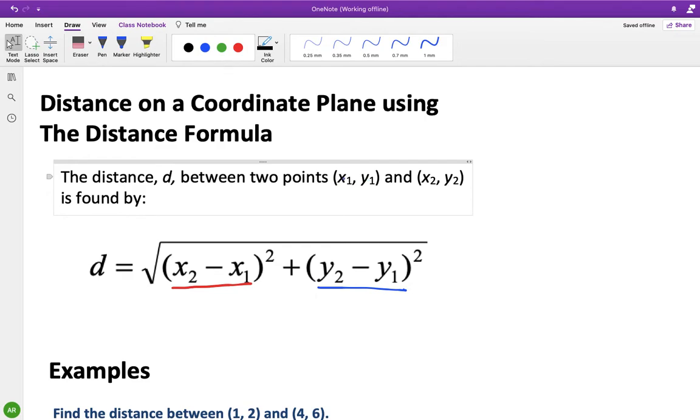For example, if x1, or whatever point you determine as x1, is negative, you need to make sure you put that in as a negative. So that's one thing to look at.